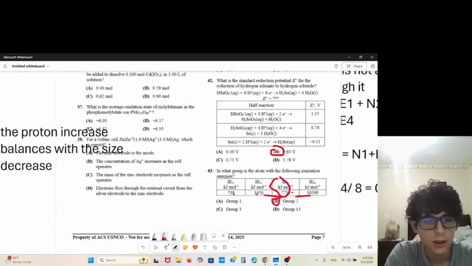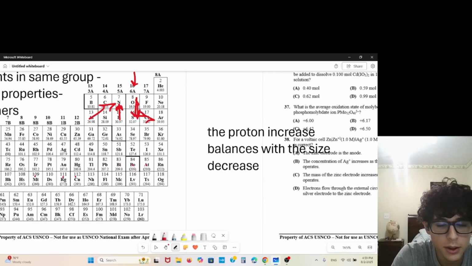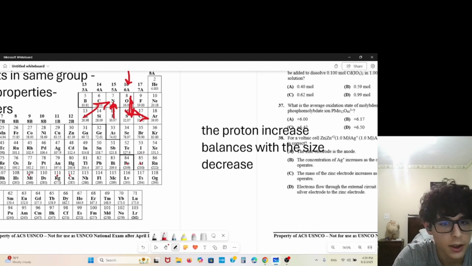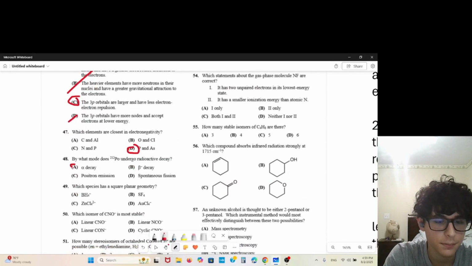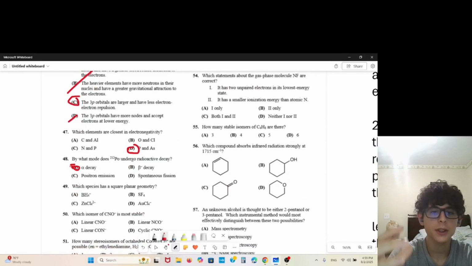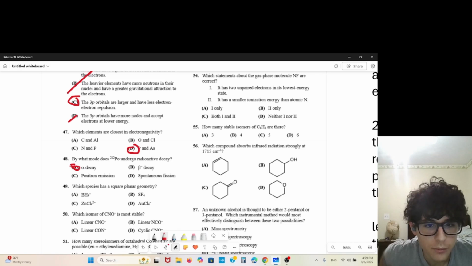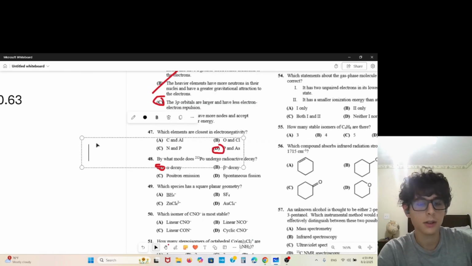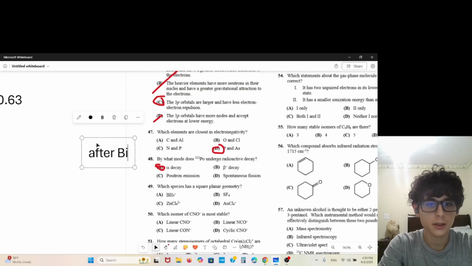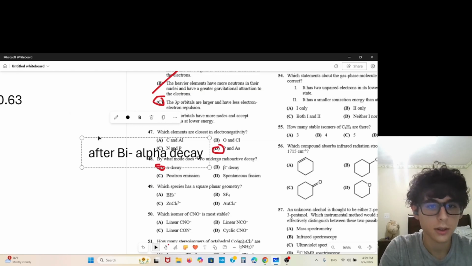So what's it going to be? Well, let's see, 212 polonium. It's higher, but it doesn't matter. It's going to go alpha decay. Alpha decay is going to be the answer, because if it's either alpha decay or beta decay and it's super unstable, it's going to go alpha decay, because that's the main method. So let me just write this for you. After bismuth, alpha decay. Perfect.